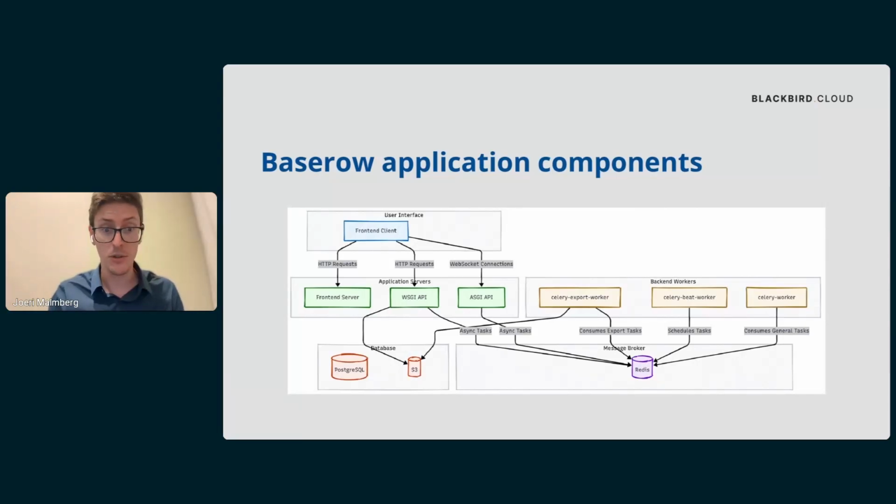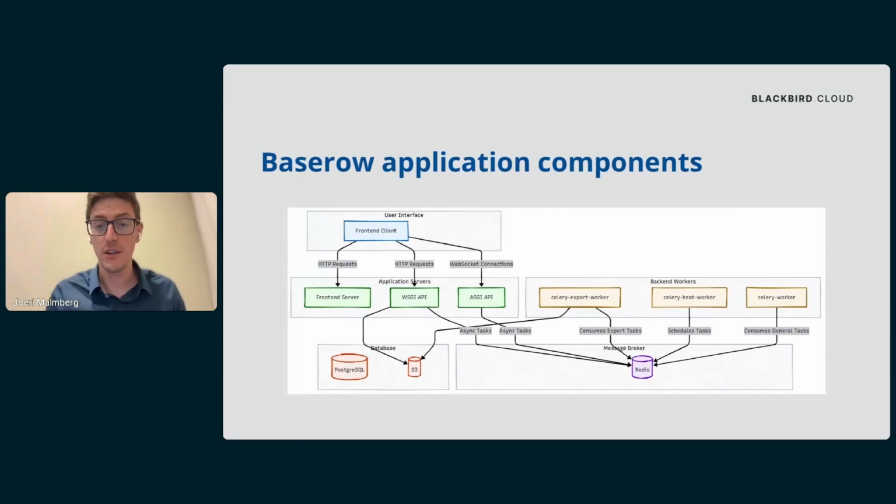It's a React server. Then there are two APIs. The WSGI API focuses on processing HTTP requests. This is the most heavily used API component. Then there's the ASGI API, which handles WebSocket connections, which are, for instance, used when you work on a workspace together.